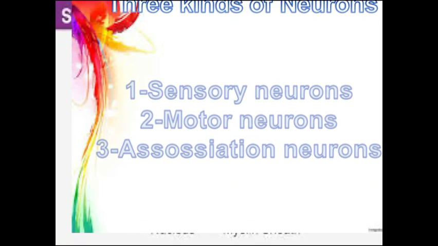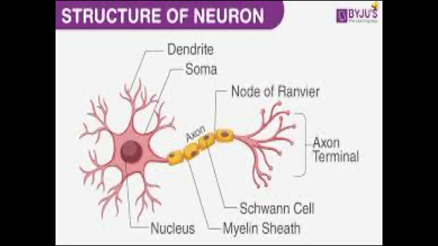The structure of a neuron. As you can see, there is a nucleus in the middle of the neuron, and there are many dendrites, and you can also see at the end the axon terminal, and there is also a node of Ranvier and myelin sheath.